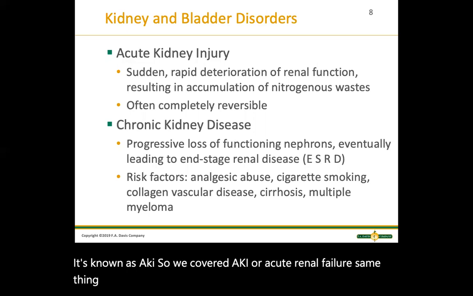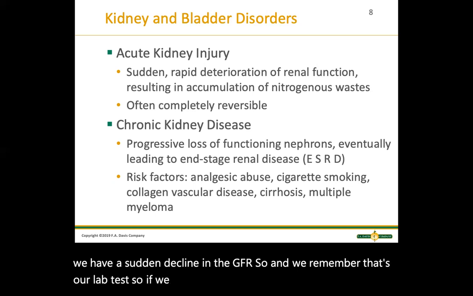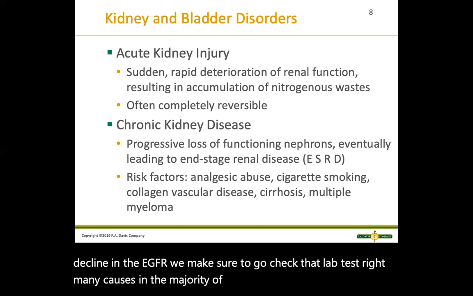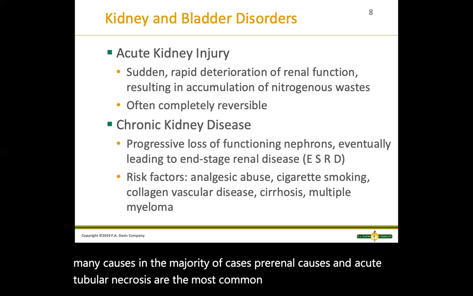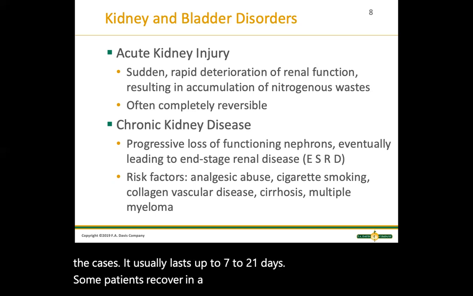It's an abrupt decline in the glomerular filtration rate. So we have a sudden decline in the GFR, and we remember that's our lab test. If we know acute kidney injury is caused by a sudden decline in the eGFR, we make sure to go check that lab test, right? There are many causes. In the majority of cases, pre-renal causes and acute tubular necrosis are the most common cause, in about 75% of the cases. It usually lasts up to 7 to 21 days. Some patients recover in a few days, while some patients require dialysis for a few months.